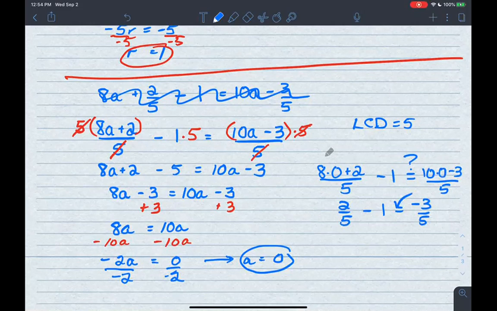So original problem was 8a plus 2 over 5 minus 1 equals 10a minus 3 over 5. Okay.